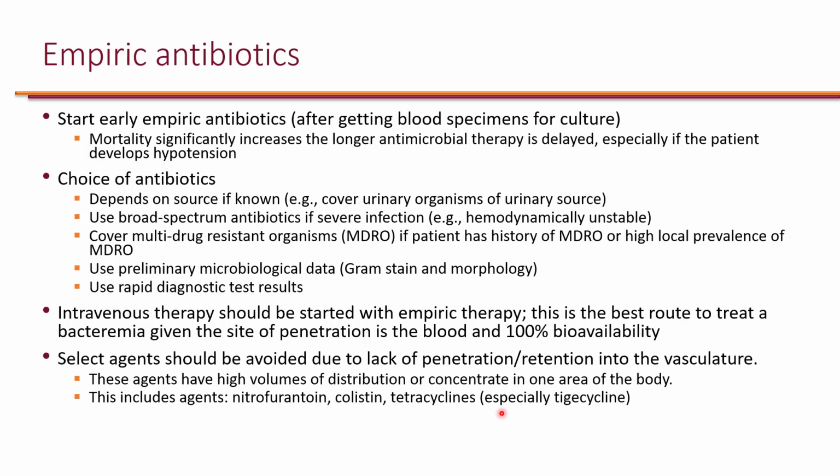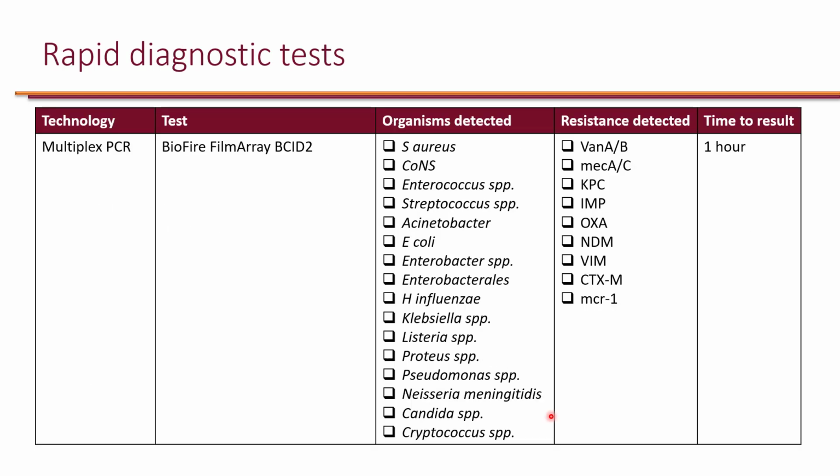As well as tetracyclines. So tetracyclines, especially tigecycline, have very large volume of distribution. So they basically achieve high concentrations in most tissue in the body, but very little stays in the blood, so they are not ideal for bacteremia. In fact, there is a black box warning for tigecycline for increased risk of mortality as a result.